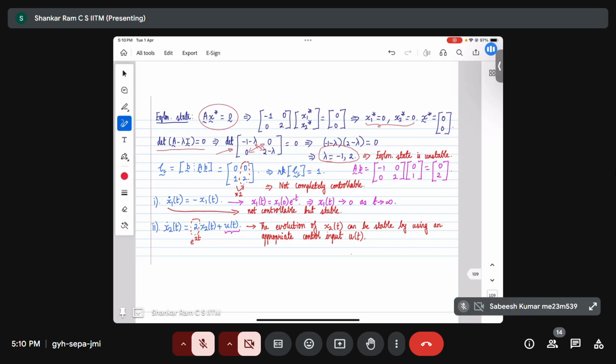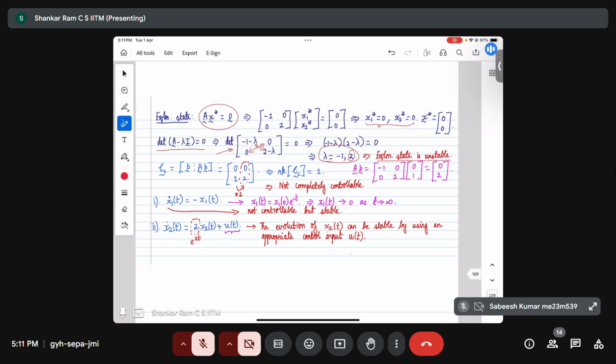Now, why are we saying the equilibrium state is unstable? Because one of the eigenvalues is positive, sir. Exactly. For asymptotic stability, we need all the eigenvalues to be in the left half of the complex plane. But one of the eigenvalues is at +2, which is in the right half of the complex plane. So essentially that's why it's unstable.